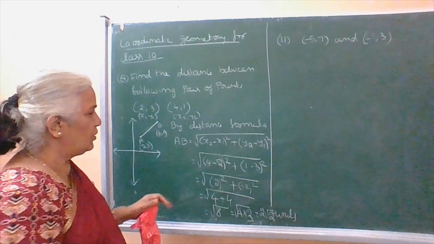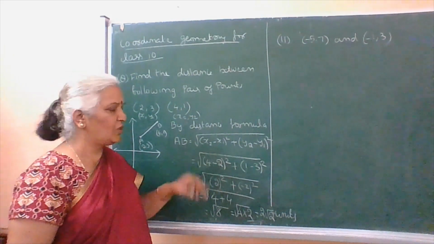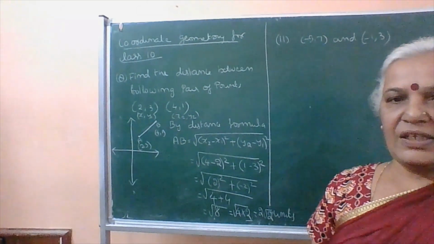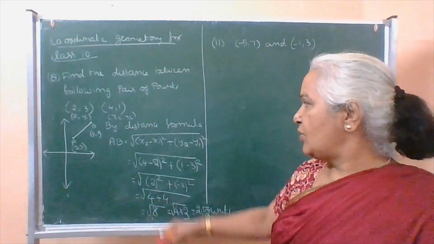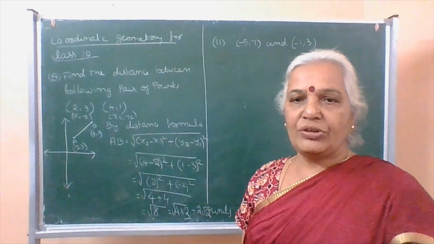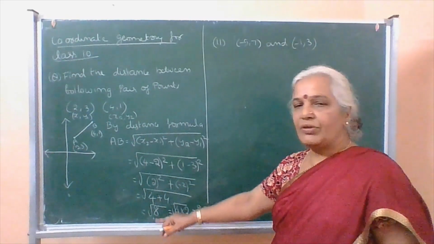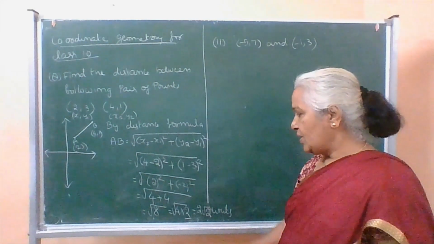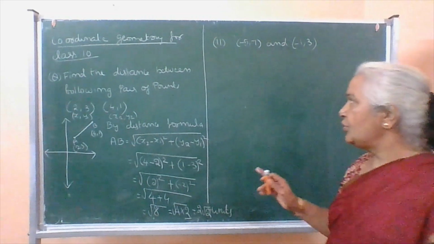Here, the formula is x2 minus x1 whole square plus y2 minus y1 whole square. In some of the textbooks, it is given x1 minus x2 whole square and y1 minus y2 whole square. From both you will get the same answer. And here you got it as square root of 8. Square root of 8 can be written as 4 twos are 8 and you can bring square root 2 outside. Therefore, 2 root 2 units.